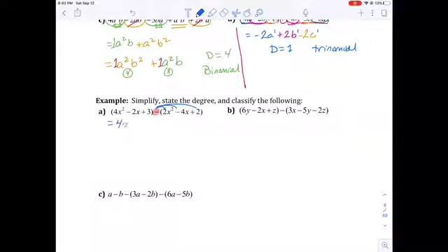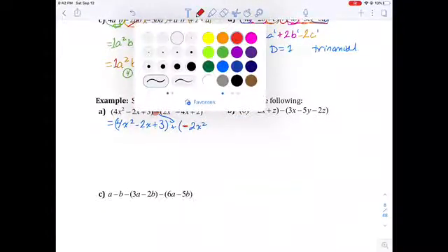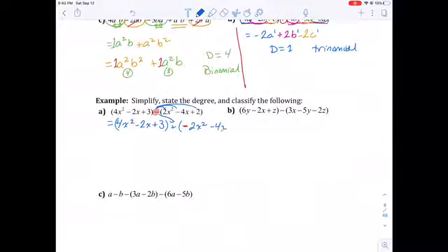So when I see a minus sign, I'm going to rewrite my second polynomial. I'm going to change that to a plus sign, and then everything in the brackets, I'm going to change the sign. This was a 2x squared. Now I'm going to make it a negative. This was a negative 4x. Now I'm going to make it a positive. This was a plus 2. Now I'm going to make it a negative 2.